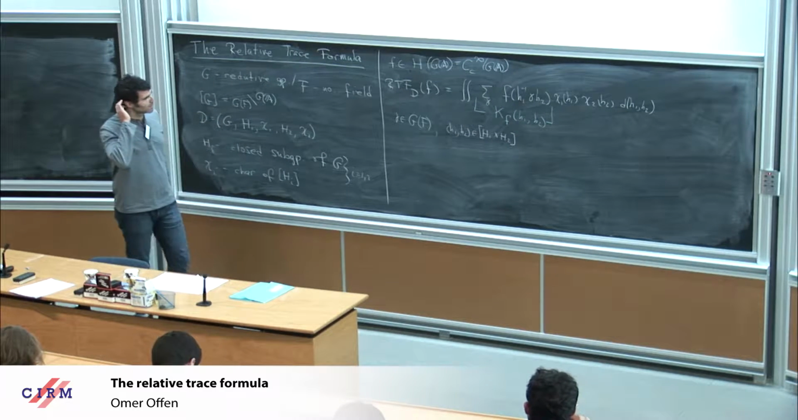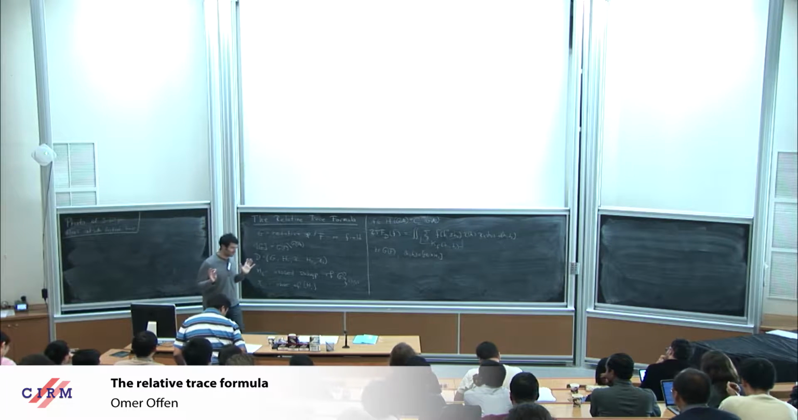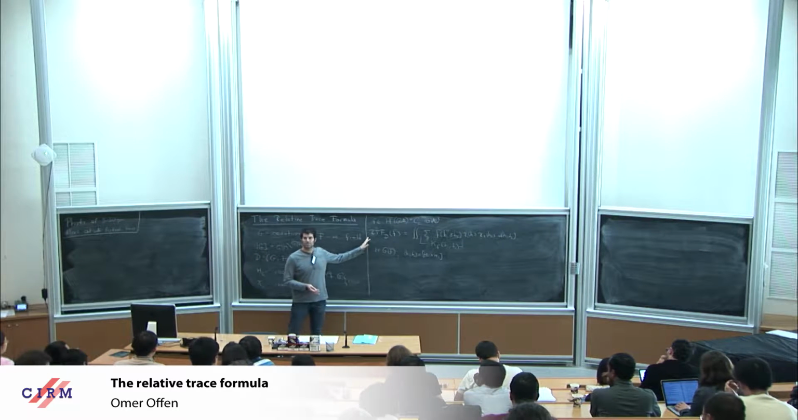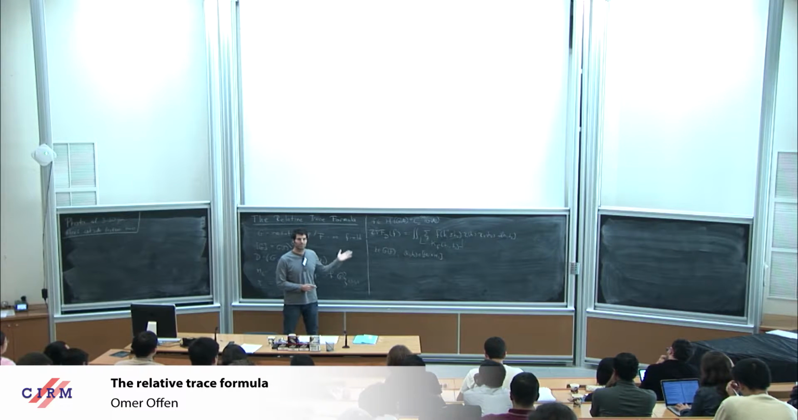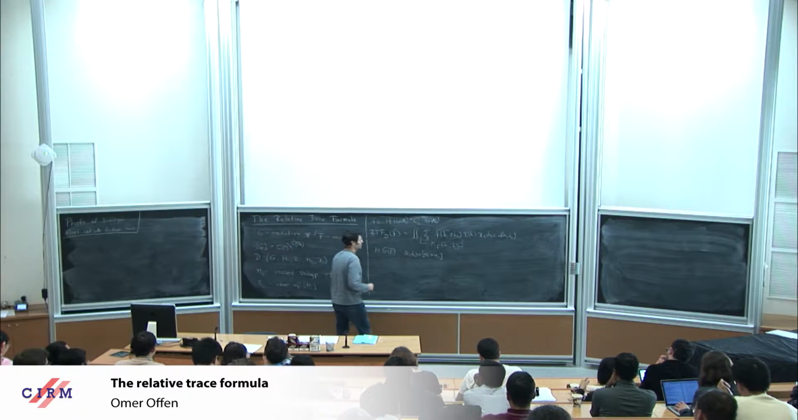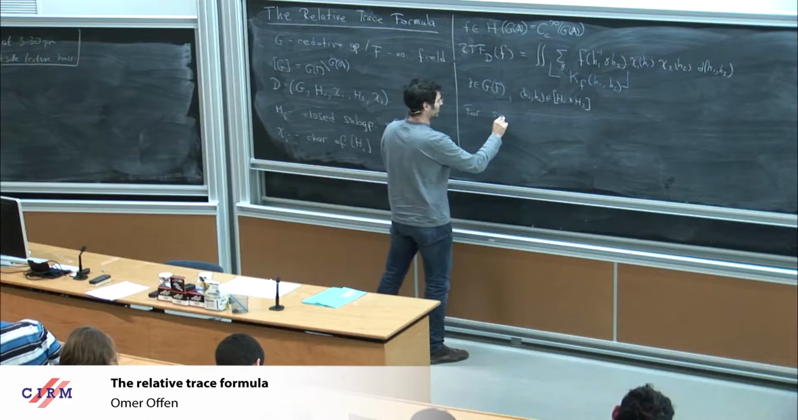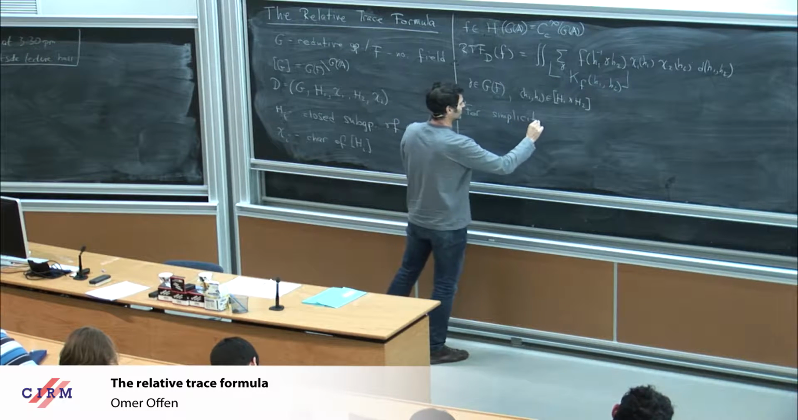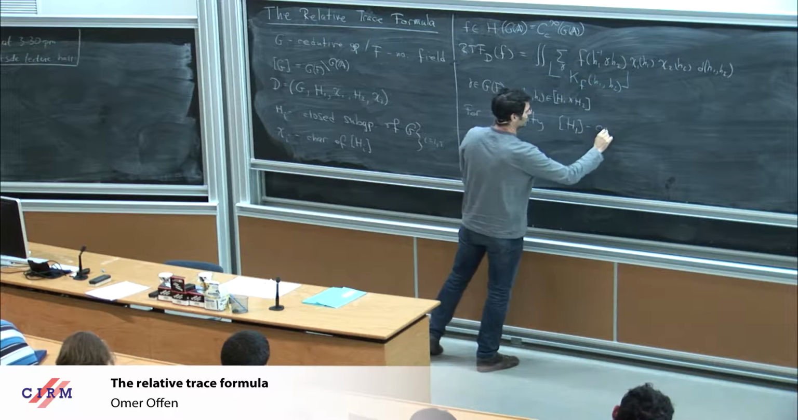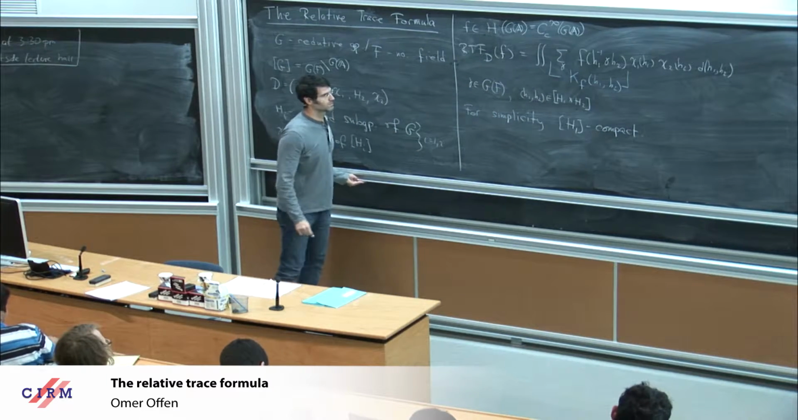So I should say that unlike Arthur's relative trace formula, the relative trace formula was not developed in this full generality. So even convergence issues occur here. So just for today, to make things well defined, let me assume that at least one of the automorphic quotients is compact, okay, to make everything more explicit.